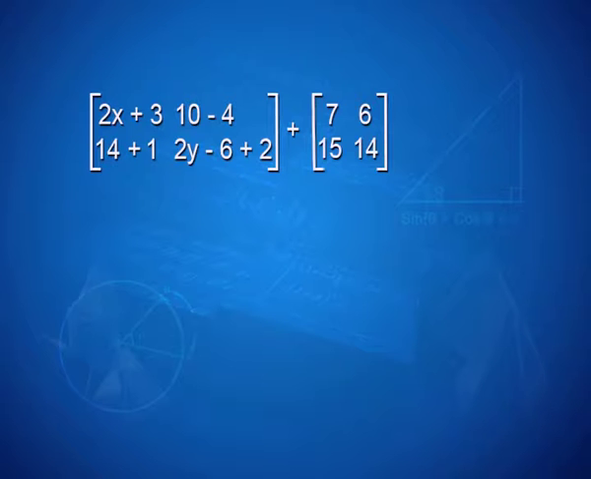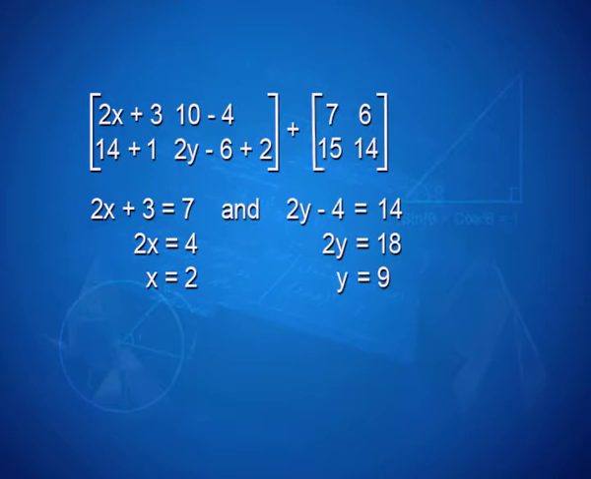On solving this, we get 2x is equal to 7 minus 3, that is 4, and we get the value of x as 2. From the second equation, we get 2y is equal to 14 plus 4, that is 18, and 2y is equal to 18 gives us the value y is equal to 9.